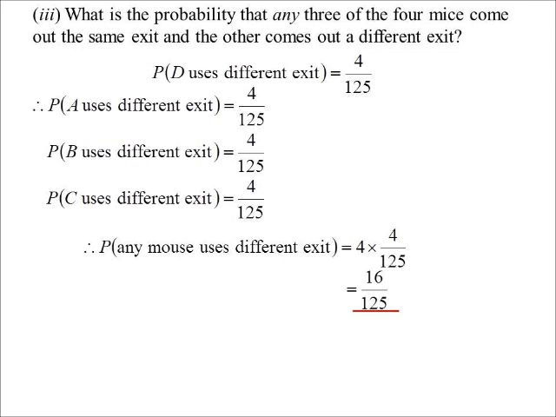So all right, we just worked out D uses a different exit. But everything's equally likely in this question. So the probability that A uses a different exit would also be 4 in 125. Probability that B uses a different exit would be 4 in 125. Probability that C uses a different exit would be 4 in 125. So therefore, the probability that any of the mice use a different exit to the other 3 would be 4 times 4 in 125. So that's 16 in 125.